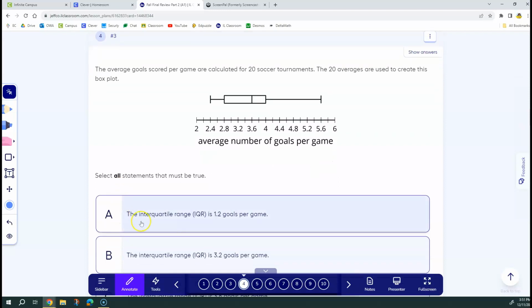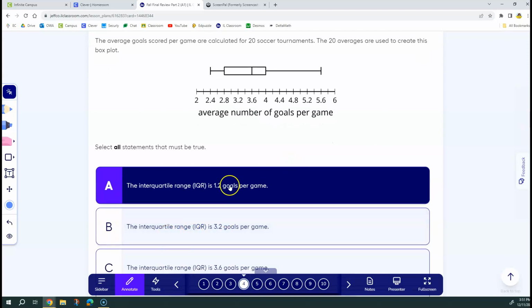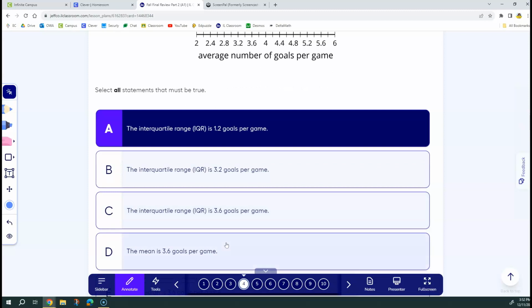So the interquartile range is 1.2 goals per game. Well, the interquartile range is the beginning of the box to the end of the box. So 2.8 to 4, and 2.8 to 4 has a range of 1.2. So if the interquartile range is 1.2, it cannot be 3.2, so that's not correct. It cannot be 3.6, so C is not correct.